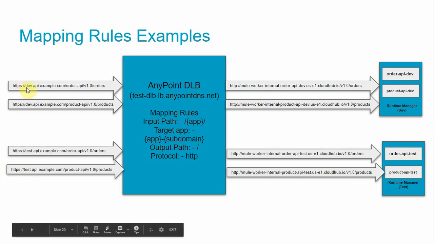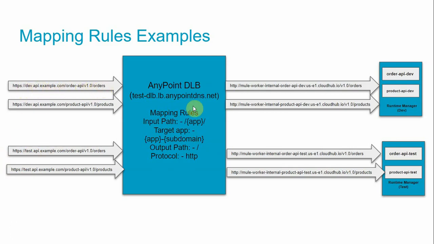Let's consider I got the request on dev.api.example.com slash API on the same dedicated load balancer, that is the test DLB. So it will apply the mapping rule. In that case, the first part, order API, becomes the app and the subdomain becomes dev. So it will say order-api-dev. It will become mule-worker-internal-order-api-dev.us-east1.cloudhub.io v1.0. So it will identify the order-api-dev application in the dev environment.